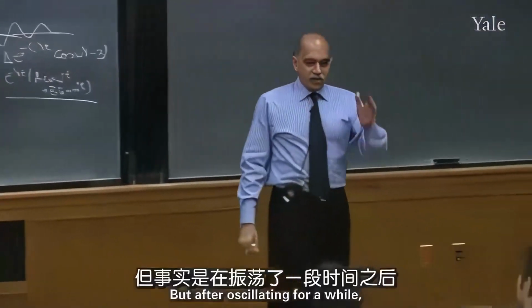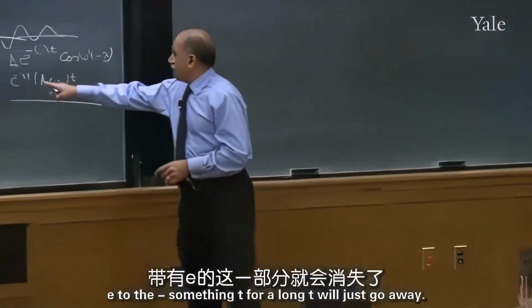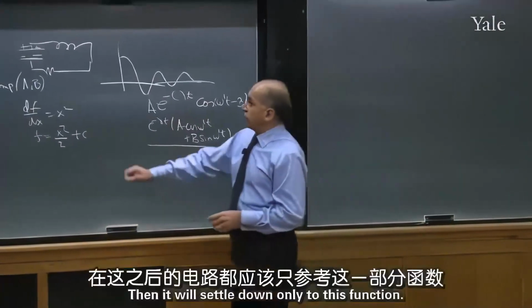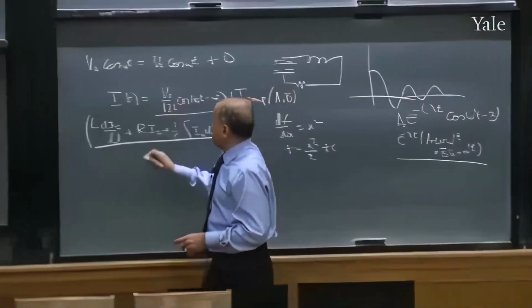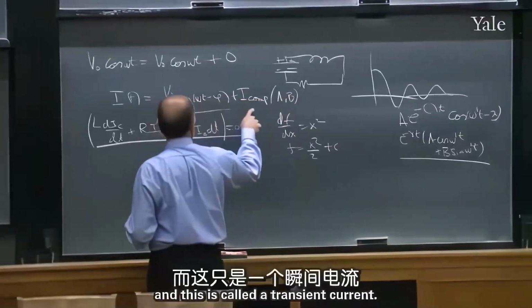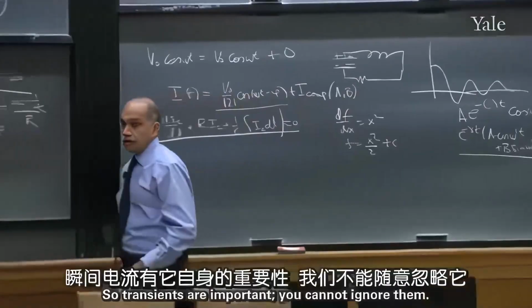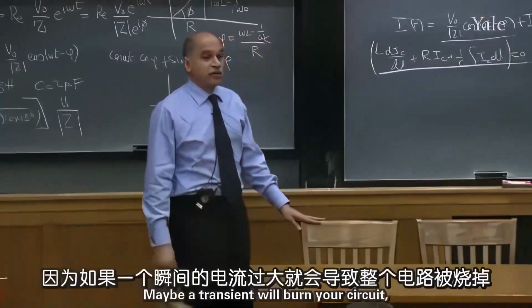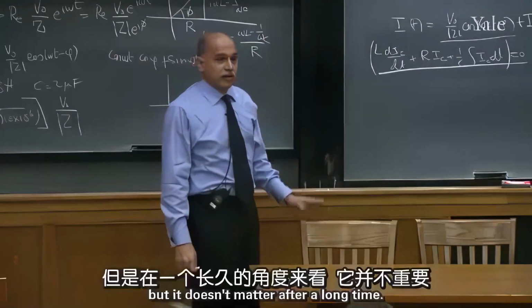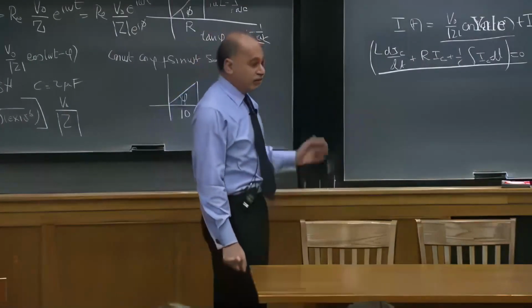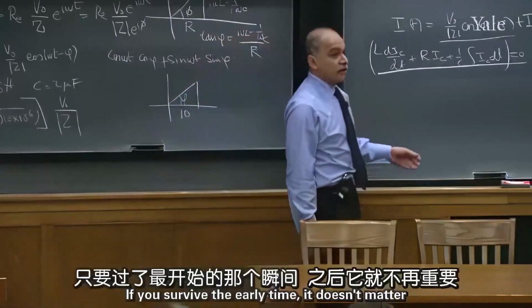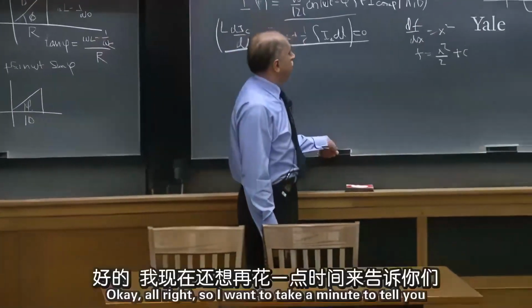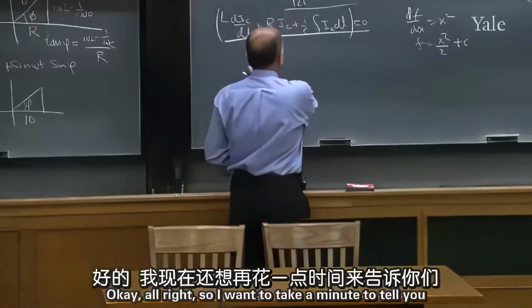But after oscillating for a while, e to the minus something t for long t will just go away. Then it will settle down only to this function. This is called the steady state current, and this is called the transient current. So transients are important. You cannot ignore them. Maybe a transient will burn your circuit, but it doesn't matter after a long time. If you survive the early time, it doesn't matter for the long time. It's a lot like this course. Okay. All right.